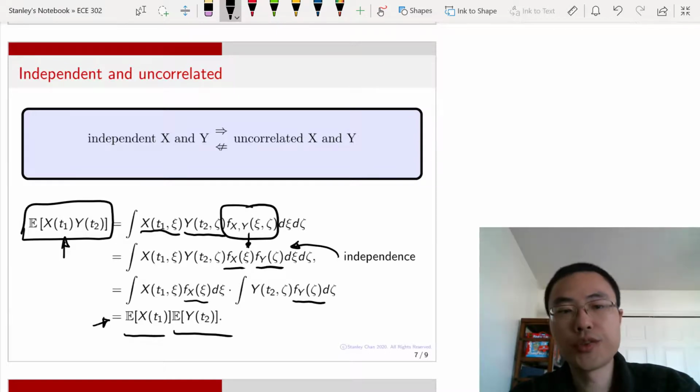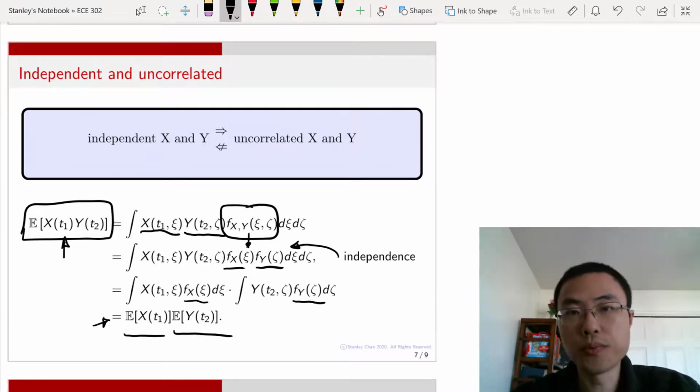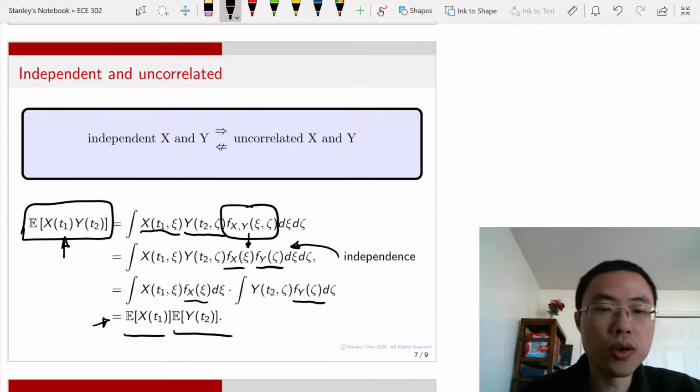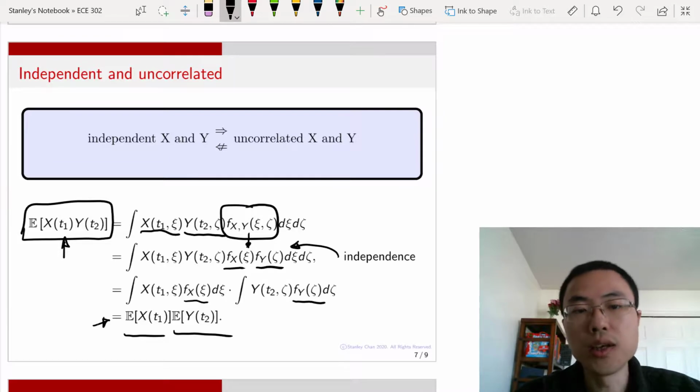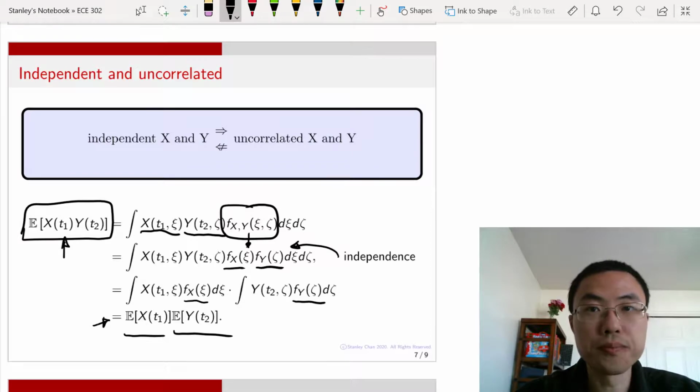Now, independent processes are extremely useful. It tells you when you can claim the correlation to be zero. If the two processes are independent, you will automatically get uncorrelated. And therefore, you can claim a lot of these joint expectations to be zero. That will simplify the calculations a lot.